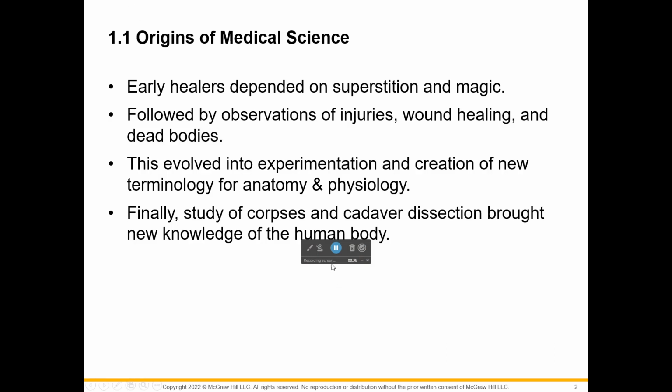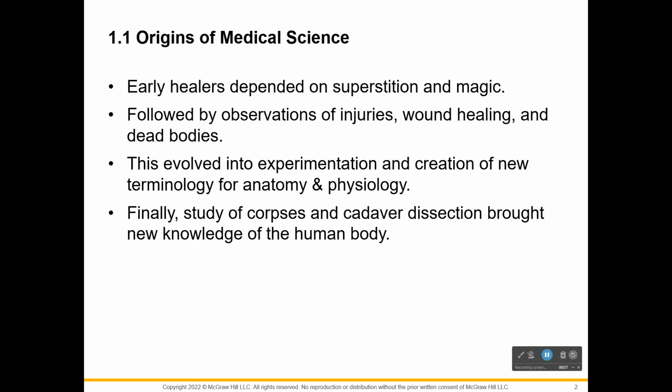So a long time ago, they used healing and they healed people by magic and superstitions. And we started looking at anatomy as we started trying to heal these wounds and injuries. And they would even explore dead bodies.